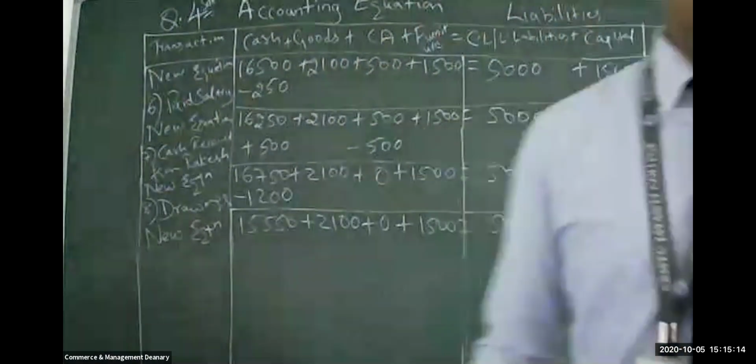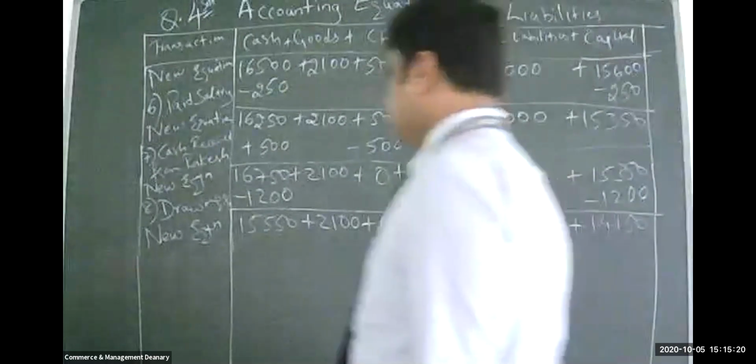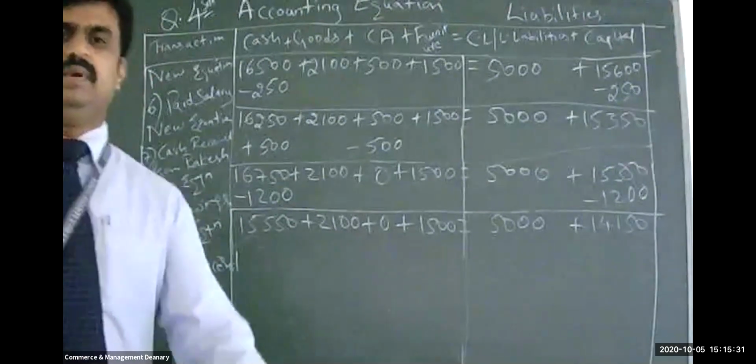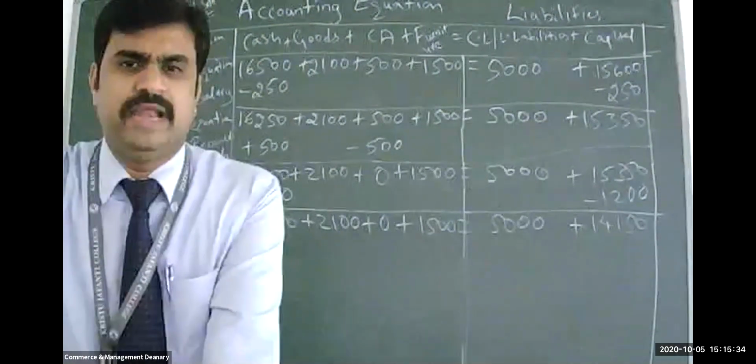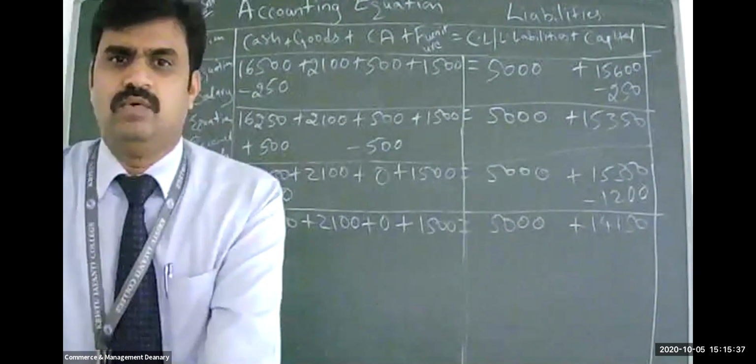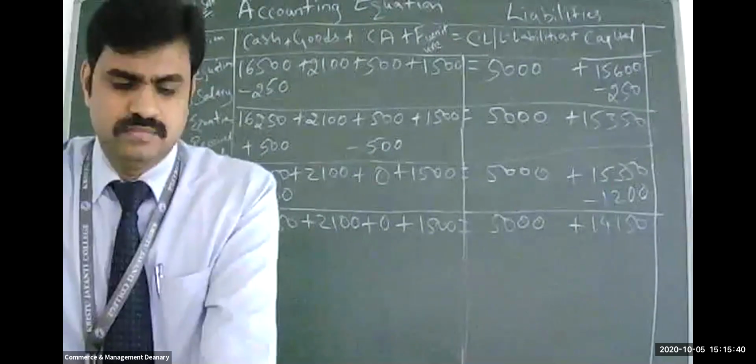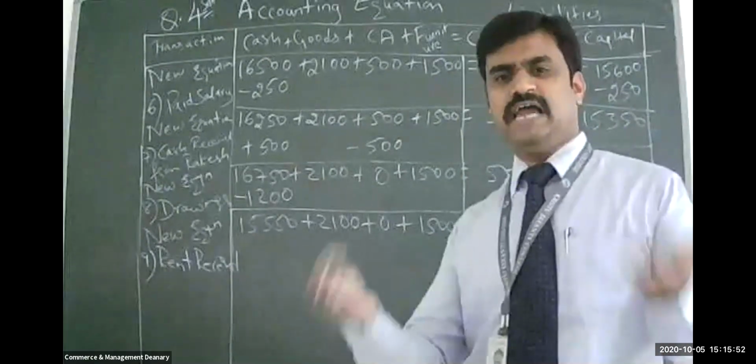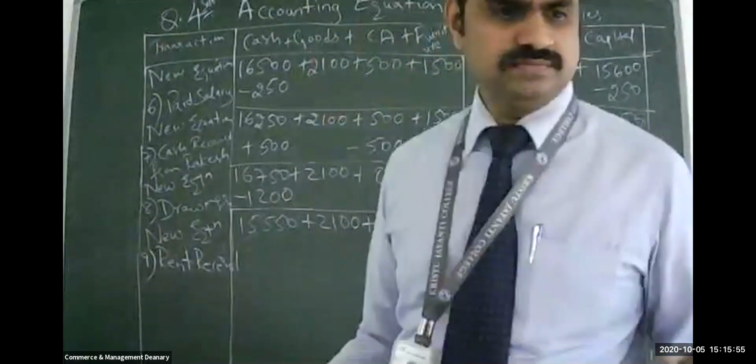What is the next transaction? Received rent from tenants, rupees 1,500. Rent received means the owner has some extra building or premises he has given for rent, and now the tenant is coming and paying. So what is that for a company? It is income. Normally the tenant will pay through cash only, so cash is coming in. So add cash.